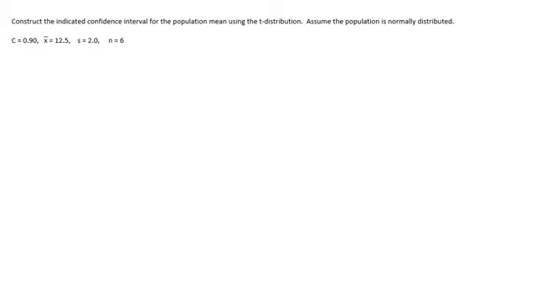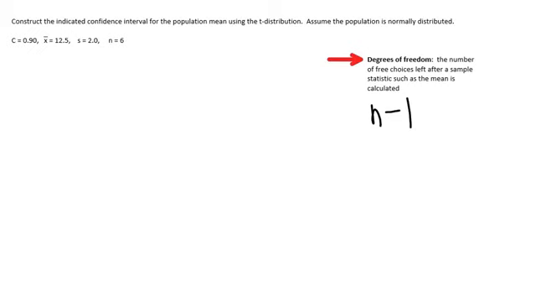One major difference between the t-distribution and the normal distribution is the use of degrees of freedom. The degrees of freedom is the number of free choices left after a sample statistic such as the mean is calculated. And we calculate the degrees of freedom by calculating n minus 1. So in this case, n minus 1 would be equal to 5.